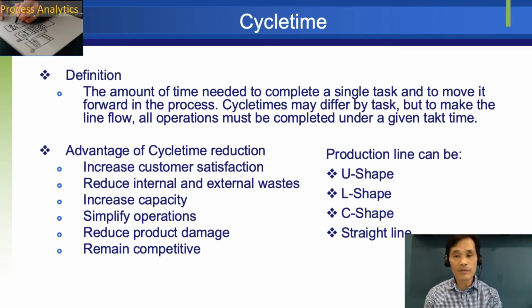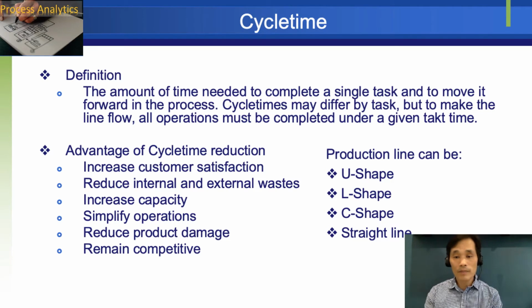Cycle time is defined as the amount of the time needed to complete a single task and to move it forward in the process. Cycle time may differ by task, but to make the line flow, all operations must be completed under a given talk time. Advantage of cycle time reduction is plenty. It increases customer satisfaction, reduce internal and external waste, increase capacity, simplify operations, reduce product damage, remain competitive.